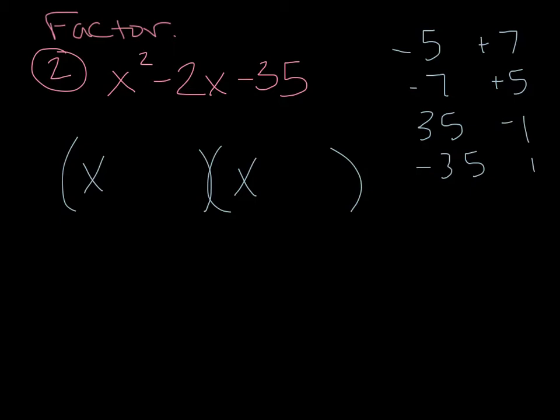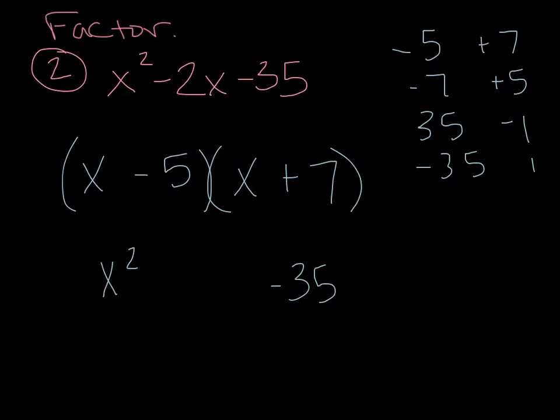So I'm just going to start trying some. I'm going to try negative 5 and positive 7, because I know they need to add up to negative 2. So I know it has to be one of those top two. If you do this, x times x is x to the second. Negative 5 times 7 is negative 35. So those two parts are fine. It's the middle part that we have to worry about.